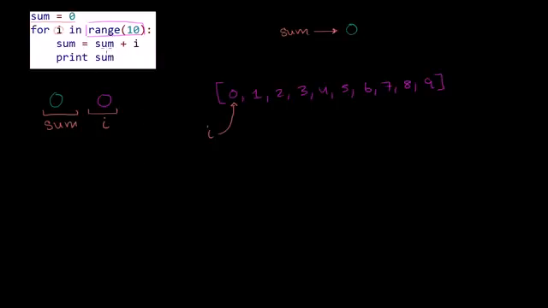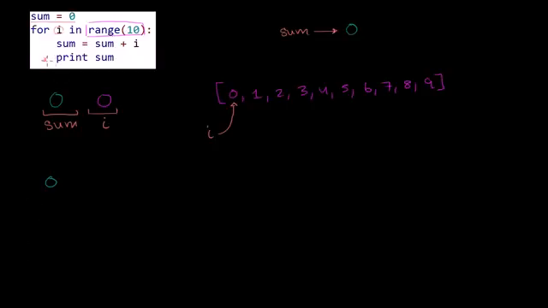Well, sum is 0 and I is 0. You add them together, you get 0. So sum is still going to be 0, or still referring to 0. And then it prints the sum out. So this line right over here prints sum. It says, OK, the sum right now is, let me do it in blue, just 0, and it printed it out.